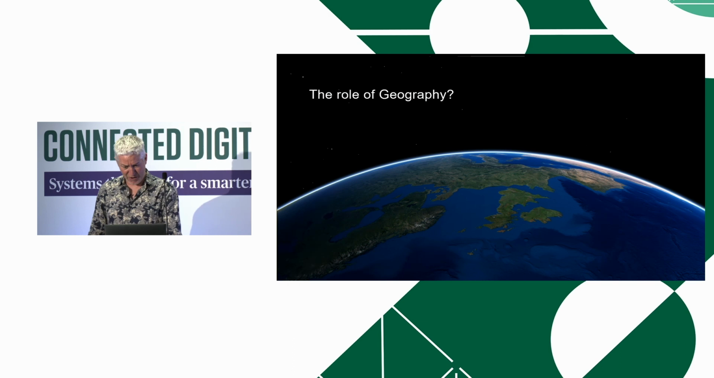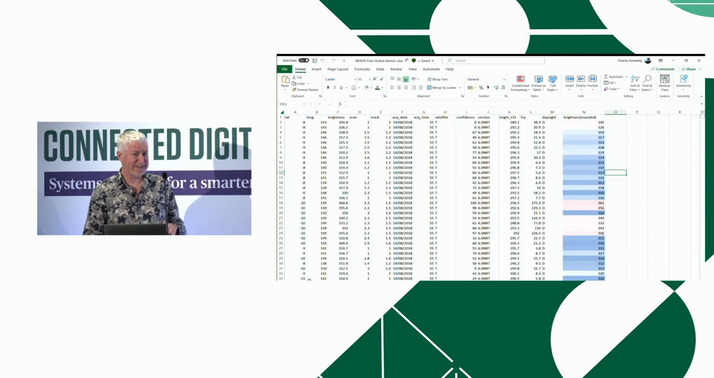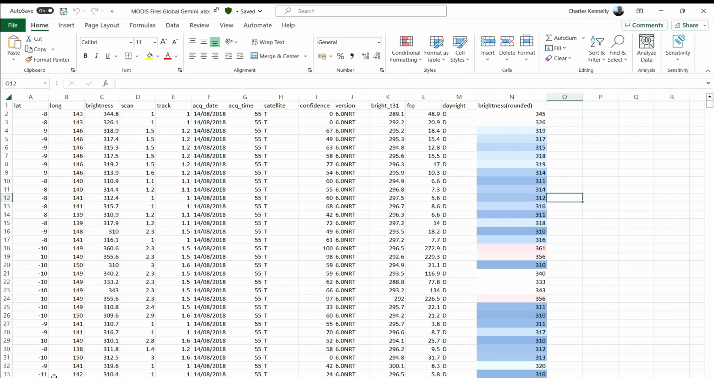Now, hopefully this will work. I just want to demonstrate the nature of spatial data and how it adds a dimension of space and a dimension of time to other types of information. This is a spreadsheet. It's in the world's most popular and favorite data science tool.